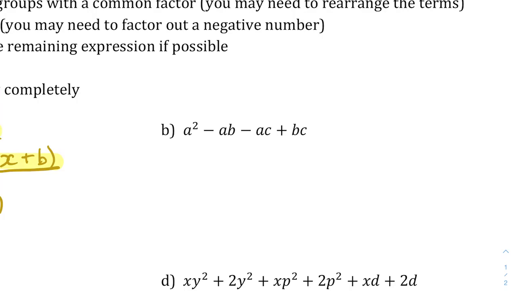Given that this is just the introductory lesson, usually the terms are written in order for you to do the factoring. So here we're going to see the first 2 terms. What do they have in common? Just an a. Then we perform factoring. A times what will give us a squared? A. A times what will give us negative ab? Negative b.